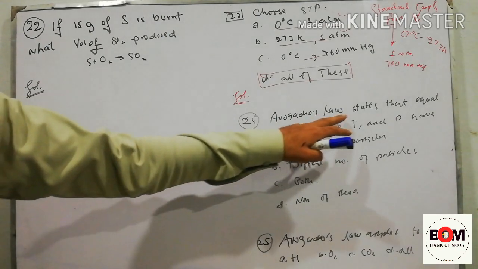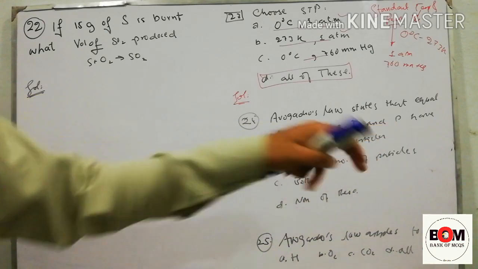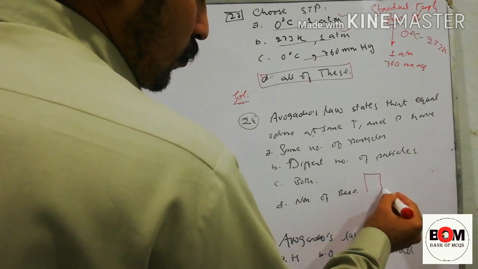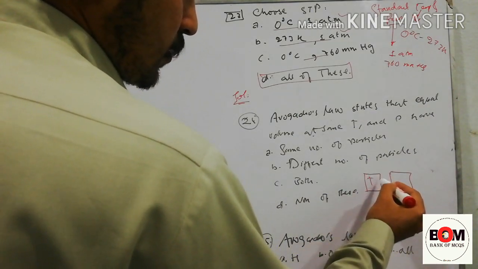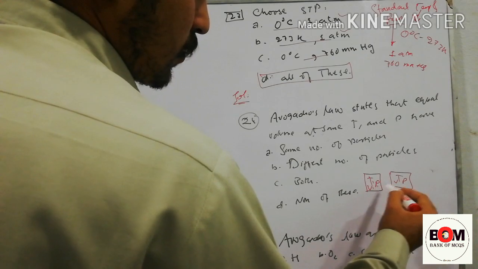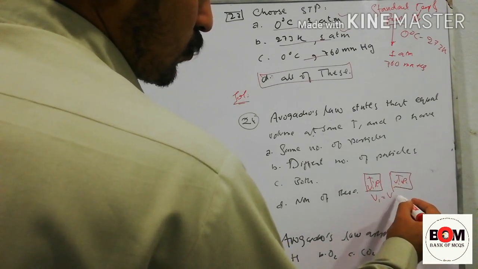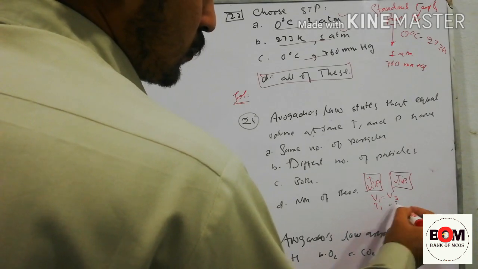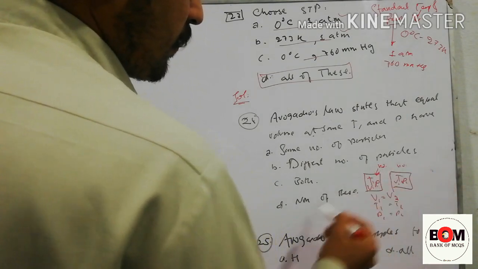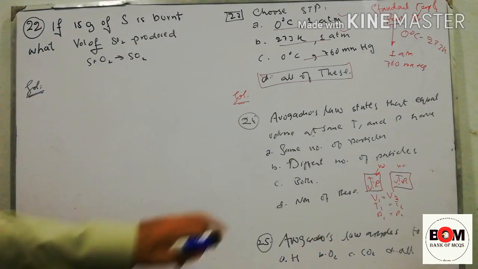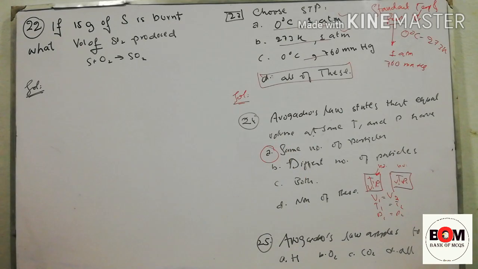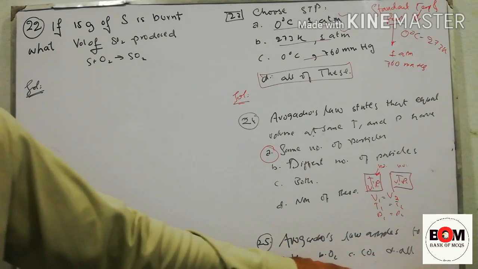The next one is, what does Avogadro's law state? Equal volumes at the same temperature and pressure have the same number of particles, different number of particles, both of these, none of these? So this is actually Avogadro's law: if we have two containers in which temperature, pressure and volume are the same, so V1 equals V2, T1 equals T2 and P1 equals P2, then we can say that the number of particles in this one is equal to the number in this one, and this is Avogadro's law. So Avogadro's law states that equal volumes at the same temperature and pressure have the same number of particles. The next is, Avogadro's law applies to hydrogen, oxygen, carbon dioxide, all of these.